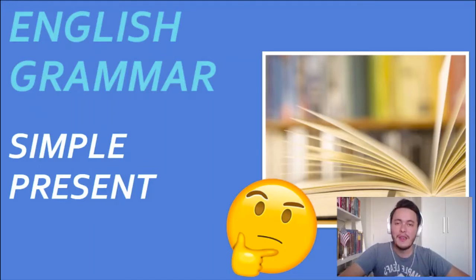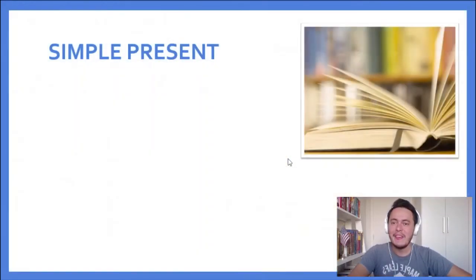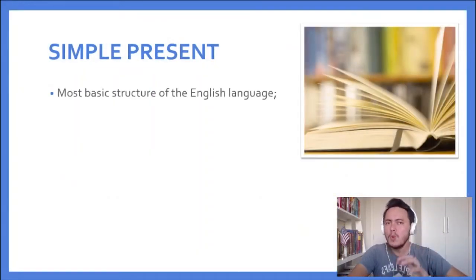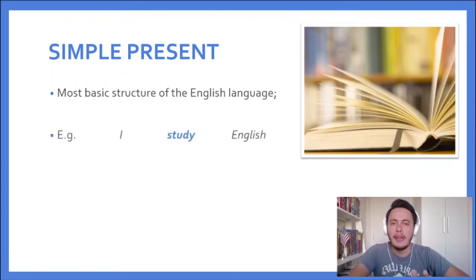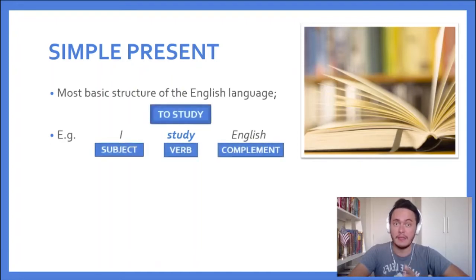And in this video, I want to show you how simple present works in English. Alright, so simple present is the most basic construction in English language. And for example here, I study English, okay? In this sentence, I have the three most basic elements for sentence construction: a subject, a verb, and a complement.